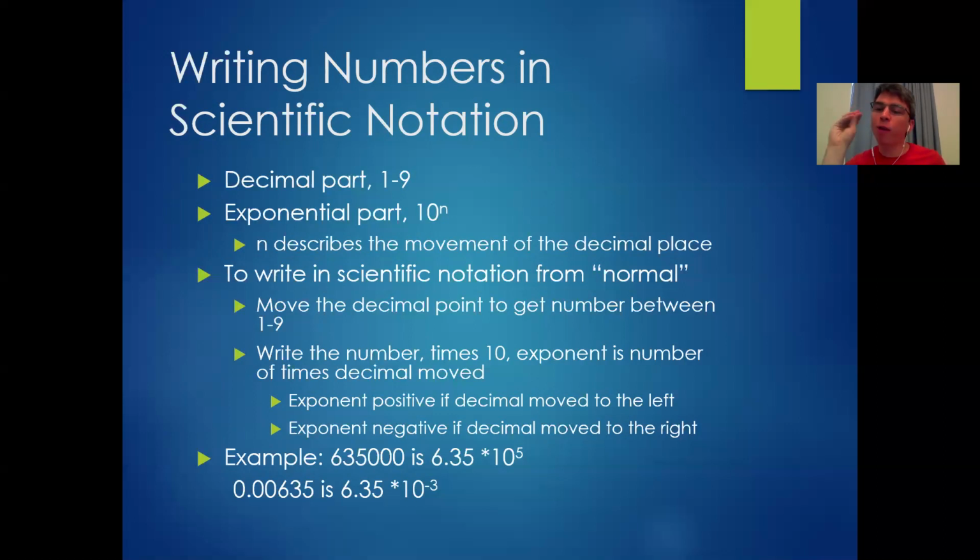The last thing is whether that number is positive or negative. If you're going from normal to scientific notation, if you moved the decimal point to the left, then that number is positive. If you moved it to the right, that number will be negative. Got some examples.